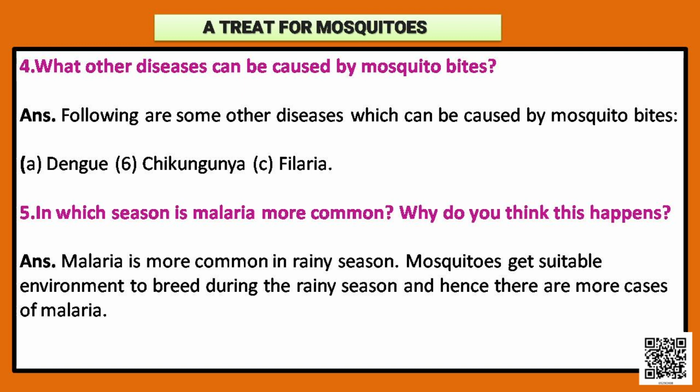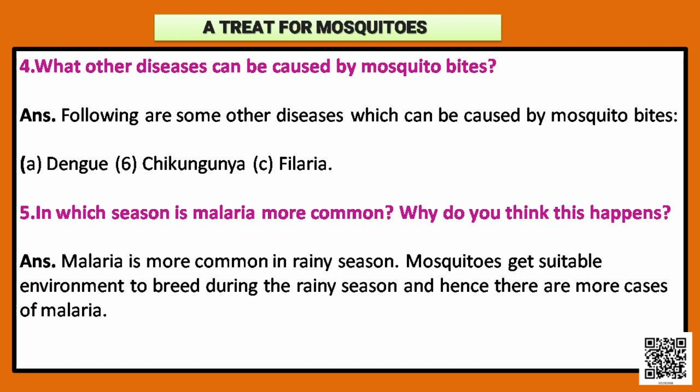So students, I do believe that you have understood the chapter very well, isn't it? But there are few questions. So let us discuss what we have read so far. Here is the first question for you. What other diseases can be caused by mosquito bites? I repeat the question. What other diseases can be caused by mosquito bites?